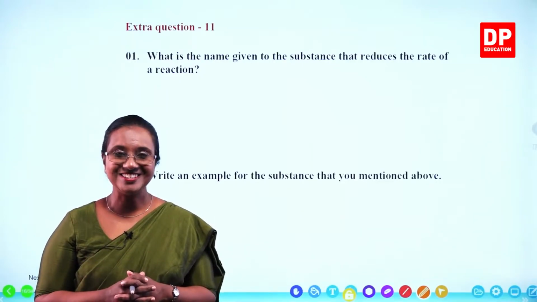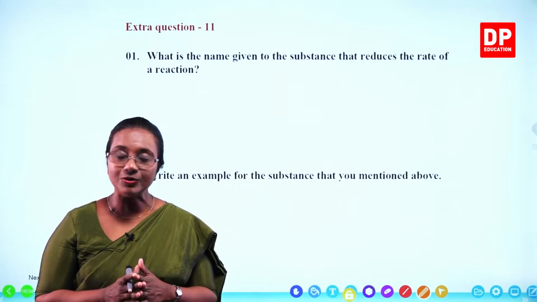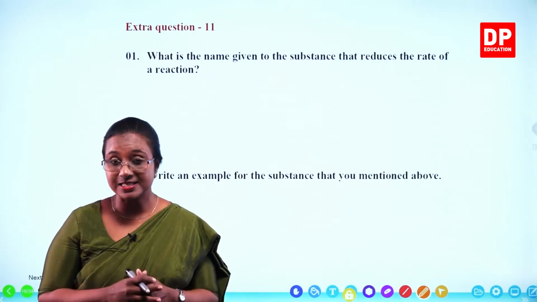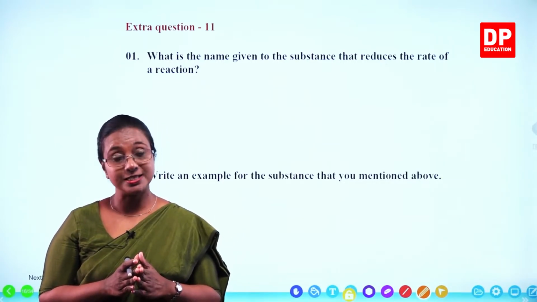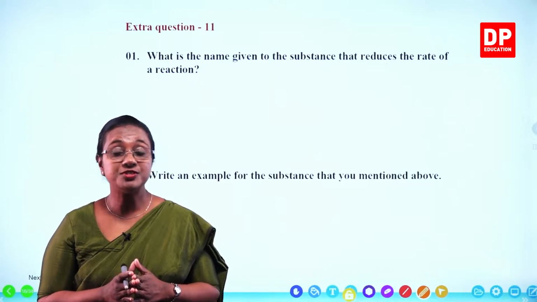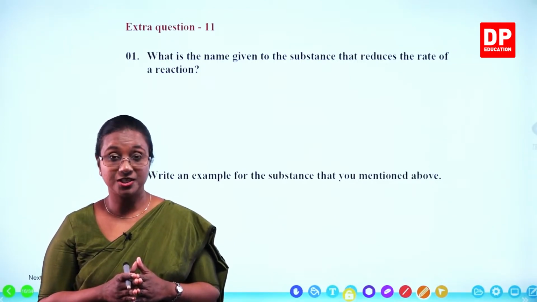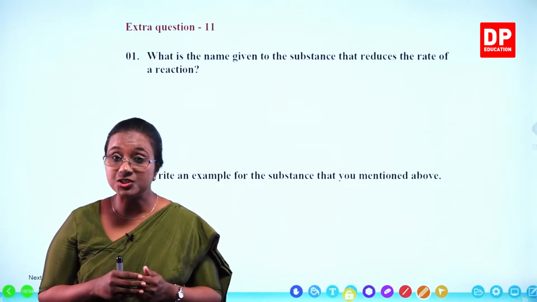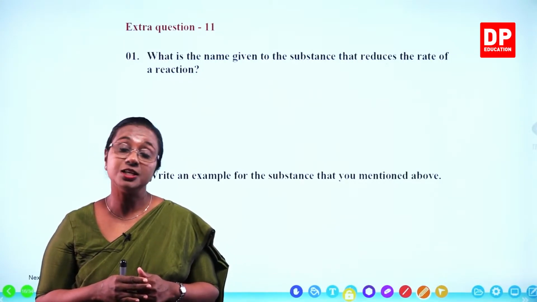Hello my dear students. So I am going to continue with the extra questions related to rate of reaction. In the previous chapter also I discussed some questions with you all. You are familiar with rate of reactions. What is it? The amount of change that occurred in a unit time related to a reaction. And this is given by the amount of reactants used up in a unit time or the amount of products formed in a unit time.